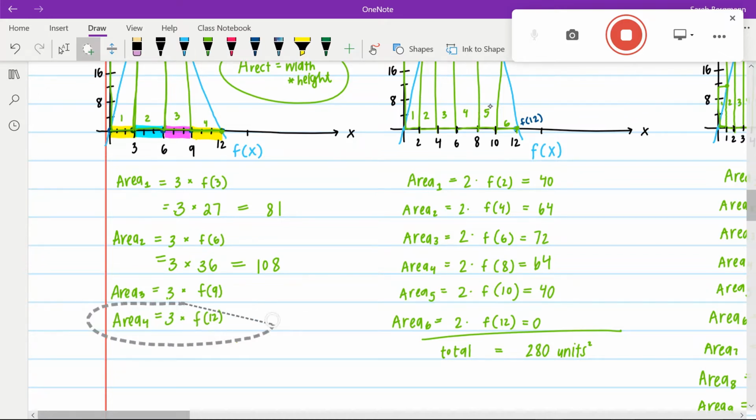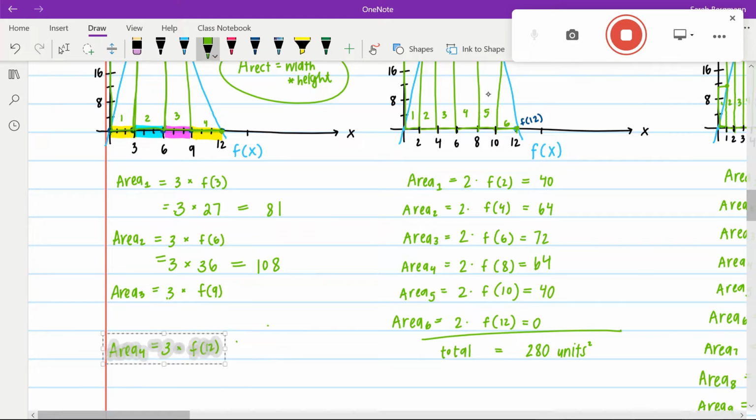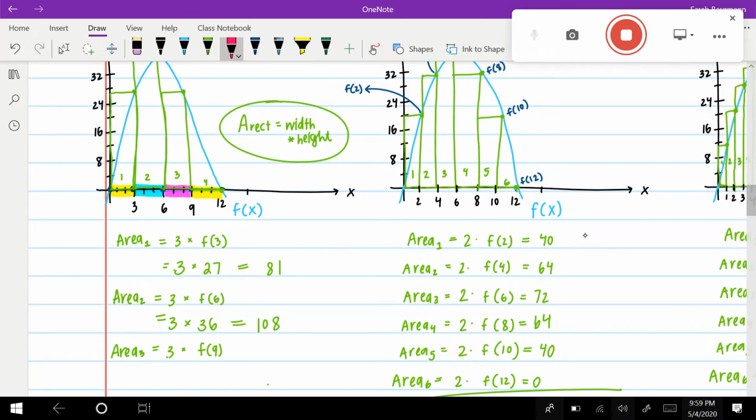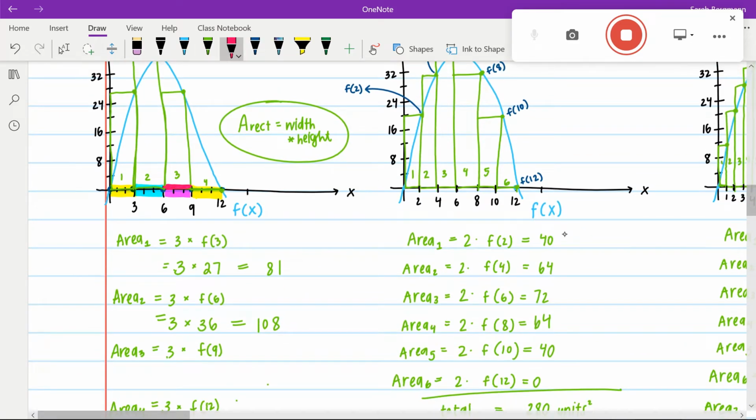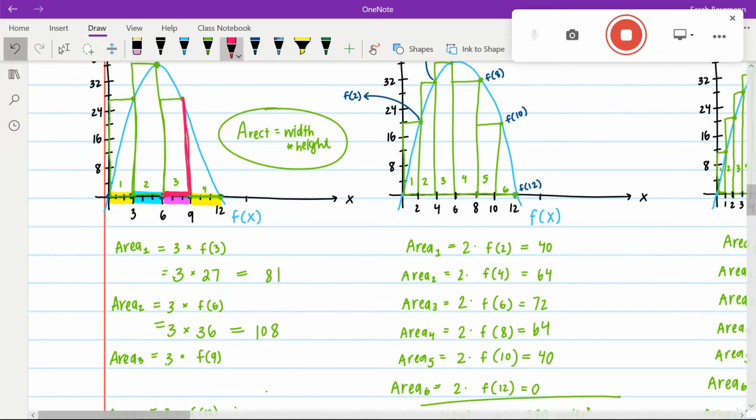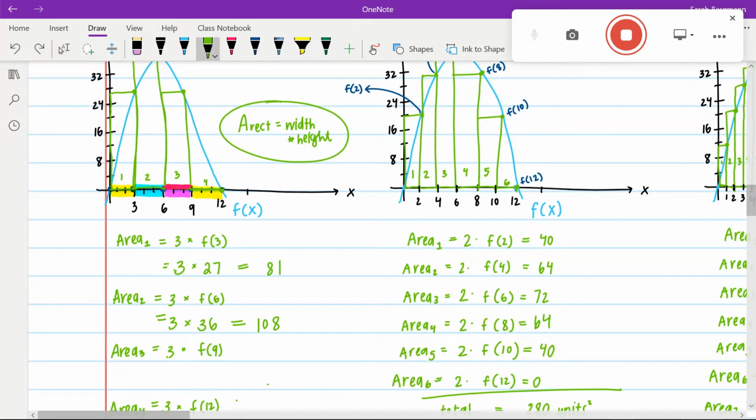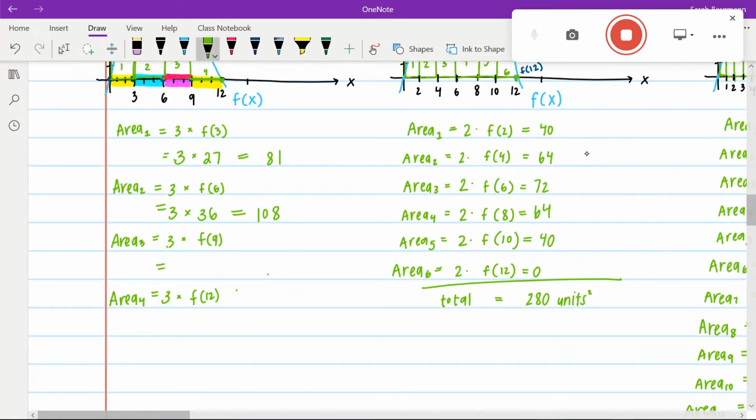The third rectangle has a width of 3, again, because they all have a width of 3. And the height is going to be the same as plugging in 9 to the function. So we're going to plug in 9. I would do this on your table. When you plug 9 into your table, you should get 27. 3 times 27 is equal to 81.